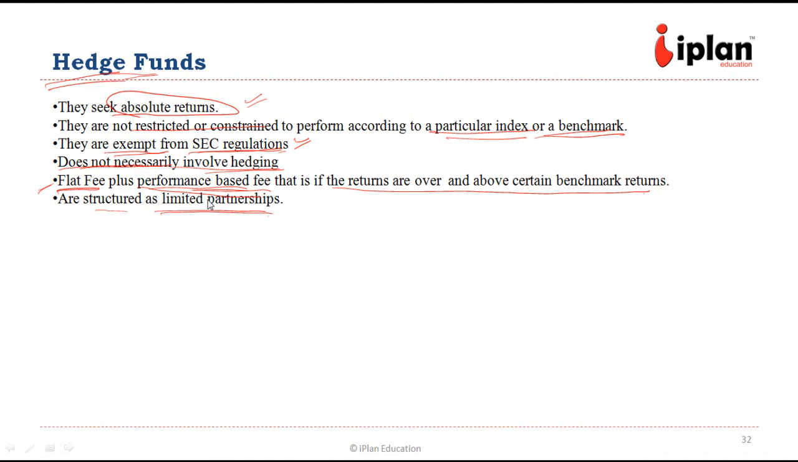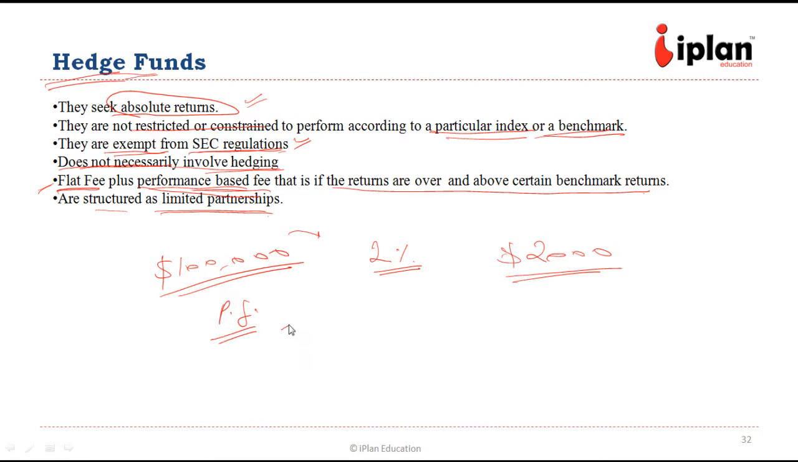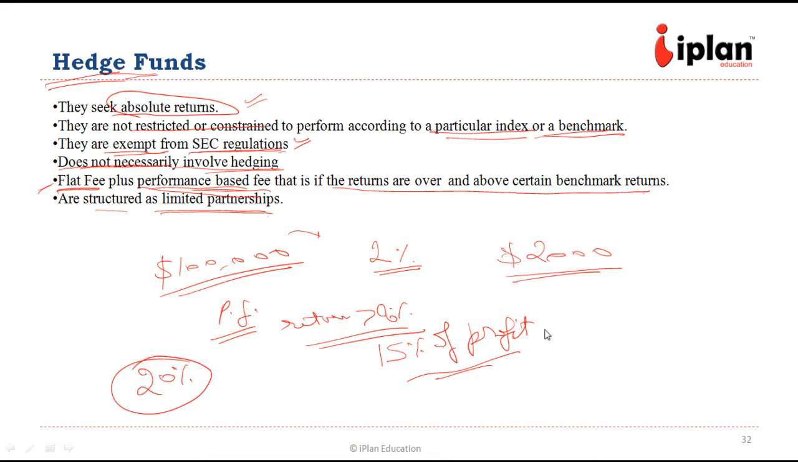So suppose there is a $100,000 investment in a hedge fund, there could be a flat fee, say 2%. So that would be $2,000, and there will be a performance fee. So if the return is greater than 8%, then say 15% of profit will be charged as performance fee. For example, if the fund has made say 20% return, then this performance based fee also is to be charged.